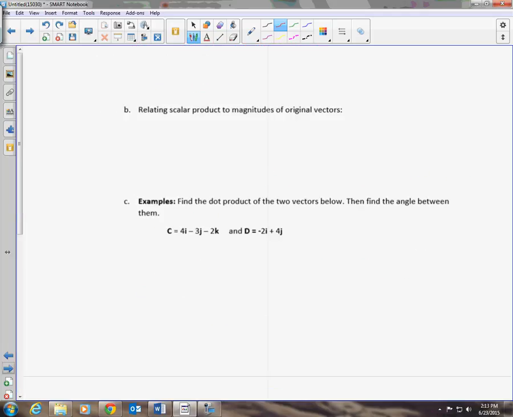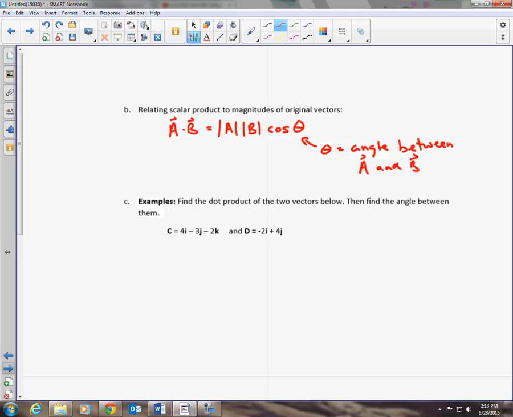Now, another way of finding it is doing this. A dot B is going to equal the magnitude of A, times the magnitude of B, times the cosine of theta. Theta is the angle between A and B. So you can use that if they give you the size of the vector and the angle, rather than giving you the i's, j's, and k's.